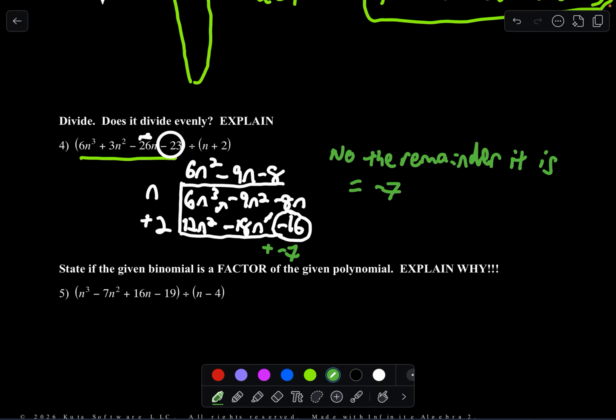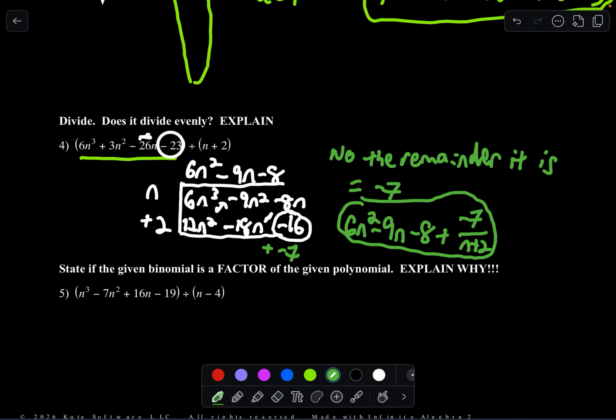You could actually write out what the quotient is. I mean, the quotient would be 6n squared minus 9n minus 8 plus negative 7 over n plus 2. And that is the actual quotient of those two polynomials being divided. But they didn't actually ask you for this. They just want to know, does it go in evenly and why? No, it doesn't, because the remainder is not equal to 0. It is equal to negative 7. That's how you should write it.